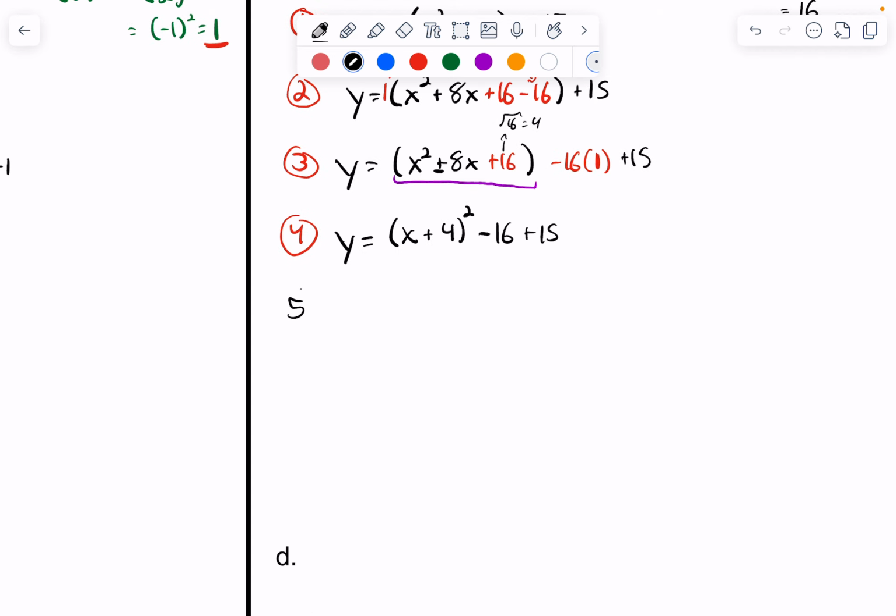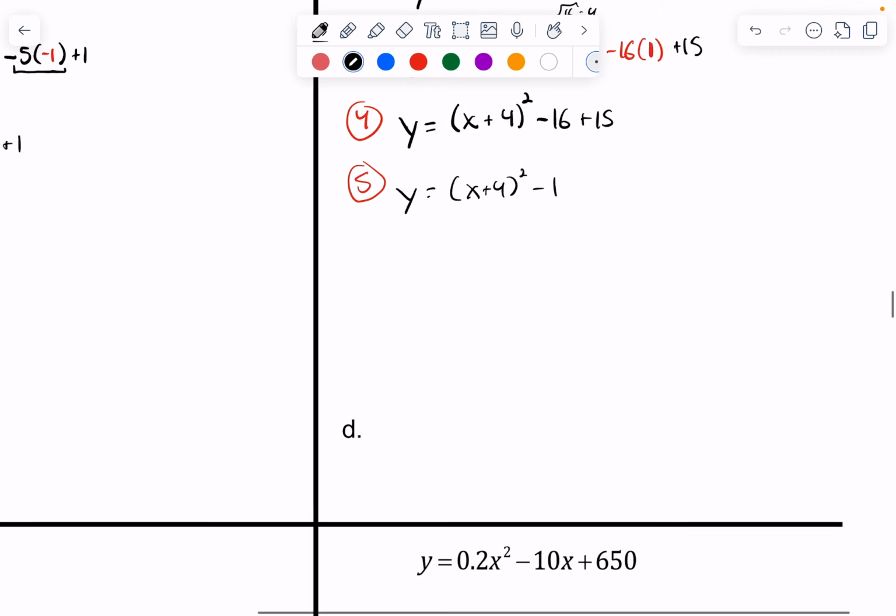And then the last step, clean up that k value. I should do that in red. So y equals x plus 4 squared minus 1. Stating the vertex, well, our vertex is at minus 4, minus 1, the h and the k.